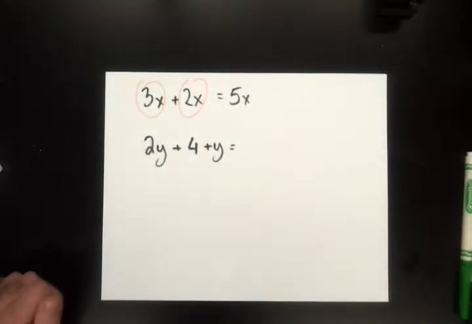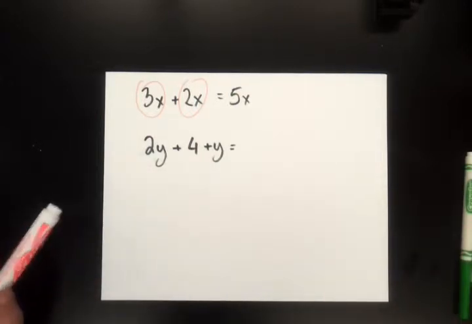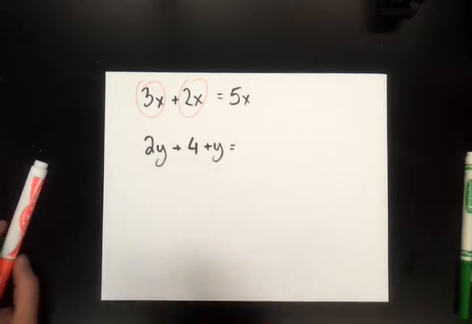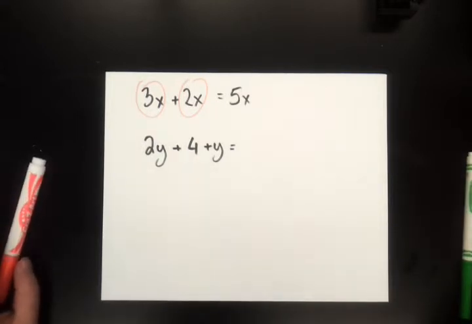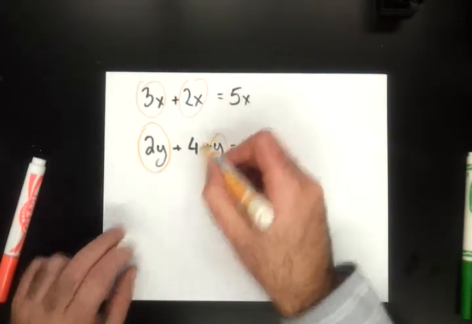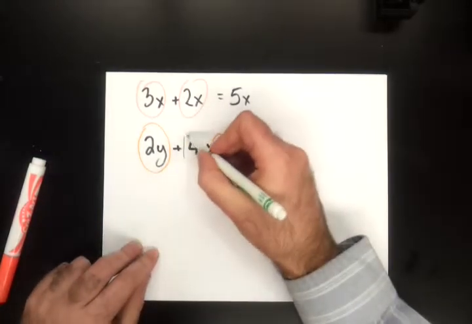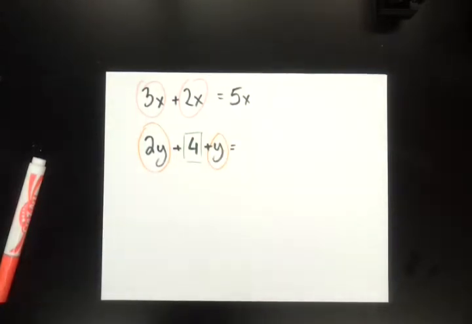Here, let's identify our like terms. I have a y term here, a y term there, and a term without a variable, a constant. So I'm going to circle my y terms with yellow because they're like terms. I'm going to group the constant by itself because it doesn't match the y terms.